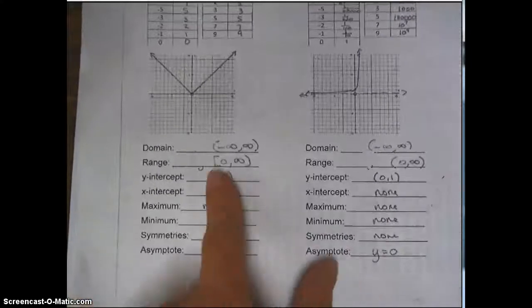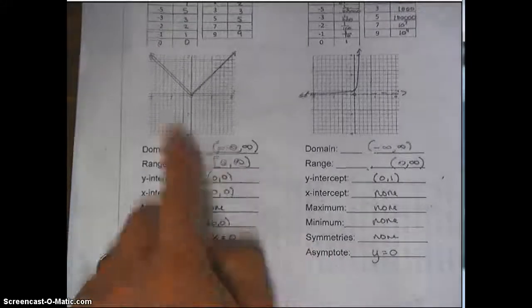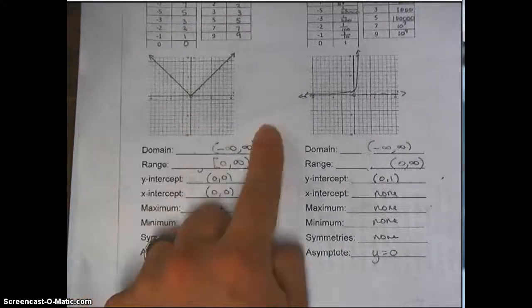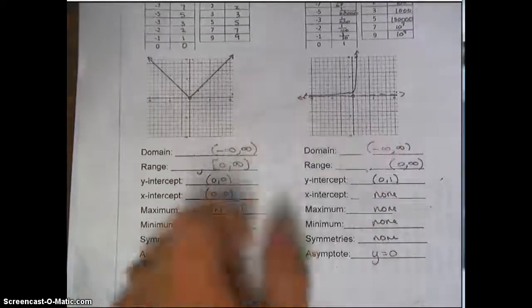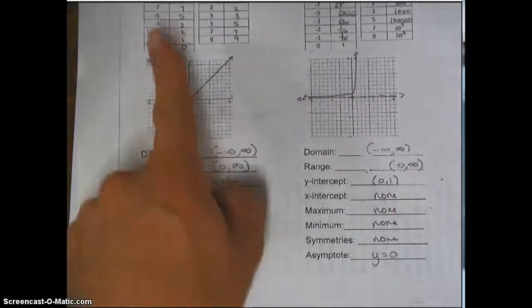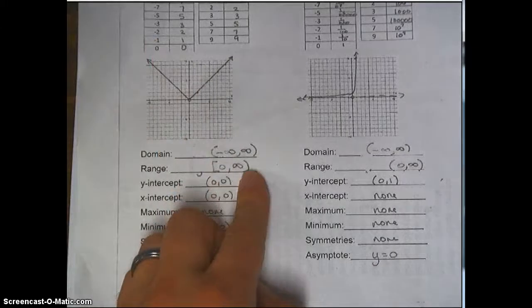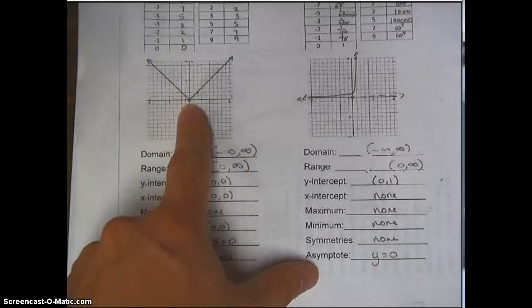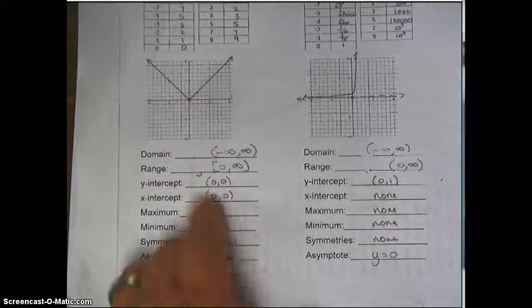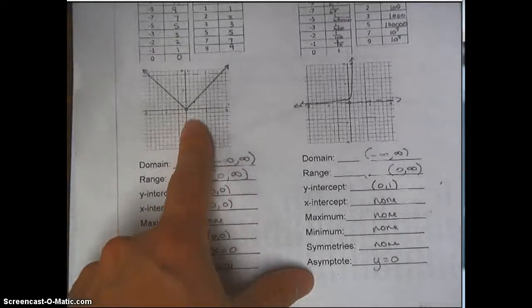The domain is just negative infinity to positive infinity. That's how far left it goes, how far right it goes. It goes left forever and right forever. The range is how low to how high. It goes from 0 to infinity. The y-intercept's where it crosses the y-axis, which is right here at 0, 0. Same for the x-intercept, it's at 0, 0.